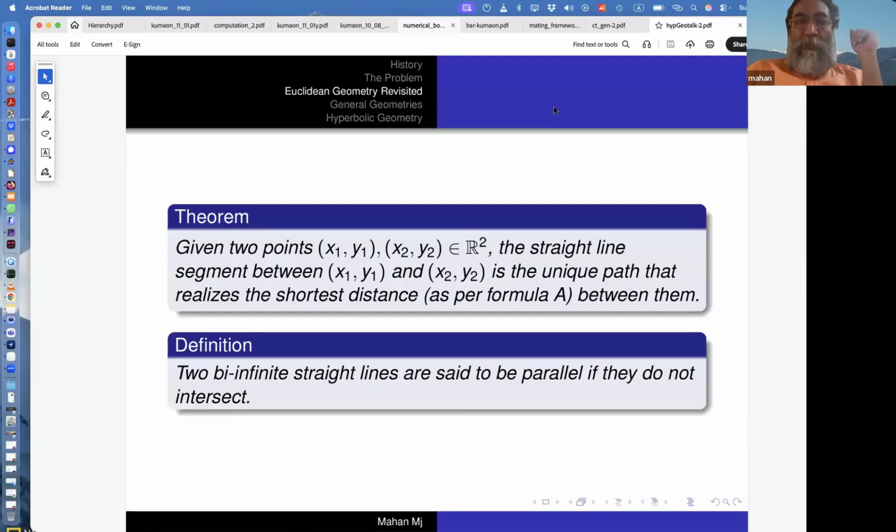Good. What about parallel lines? You just take two of these straight lines. If they don't meet, that goes back to Euclid again. We don't have to do anything new with it. Two infinite straight lines are parallel if they just don't meet.